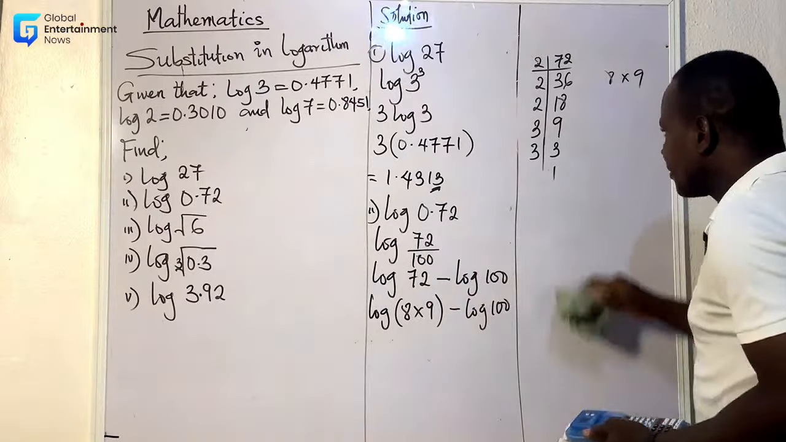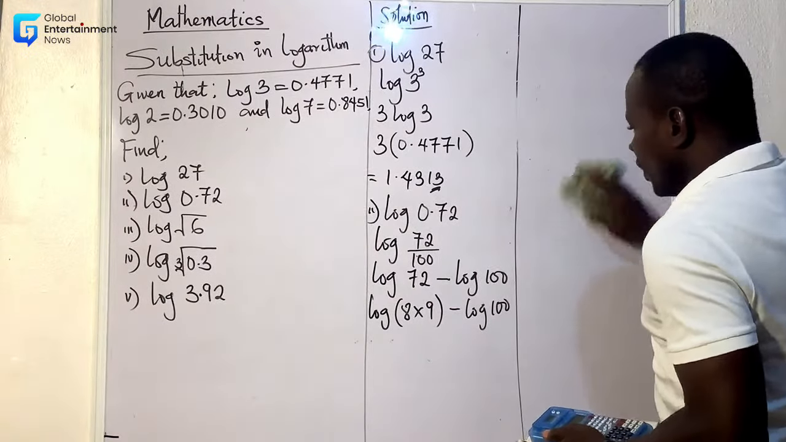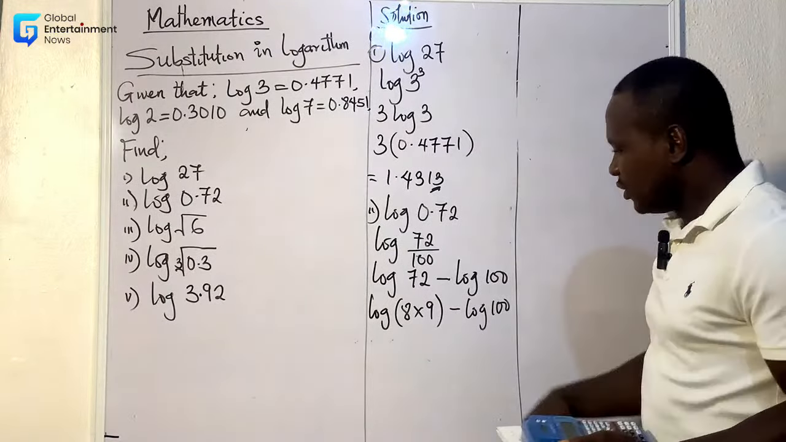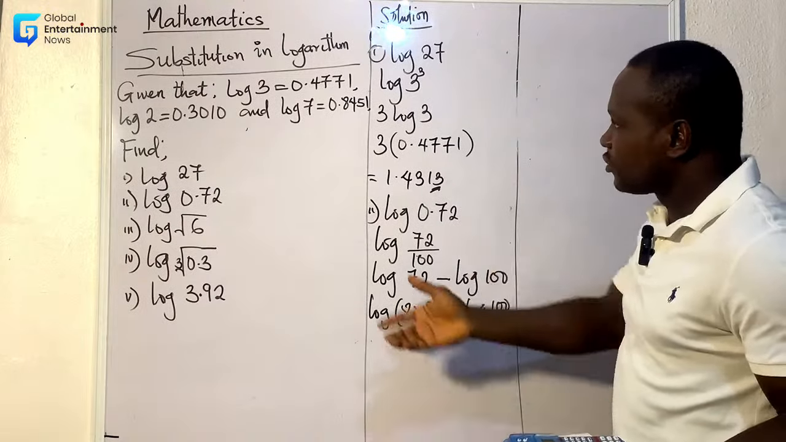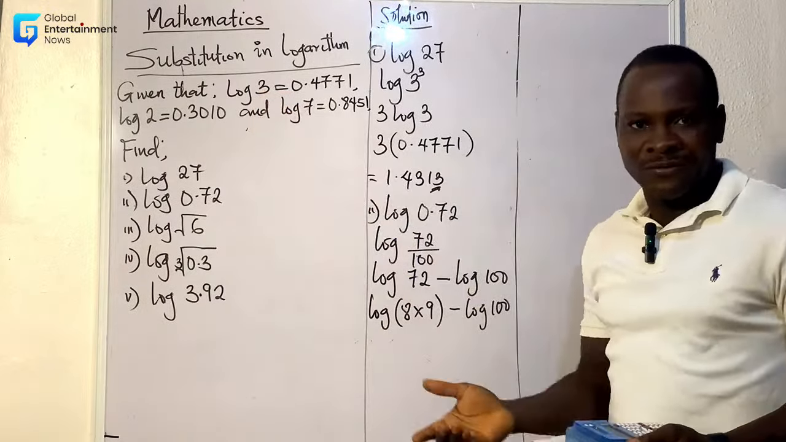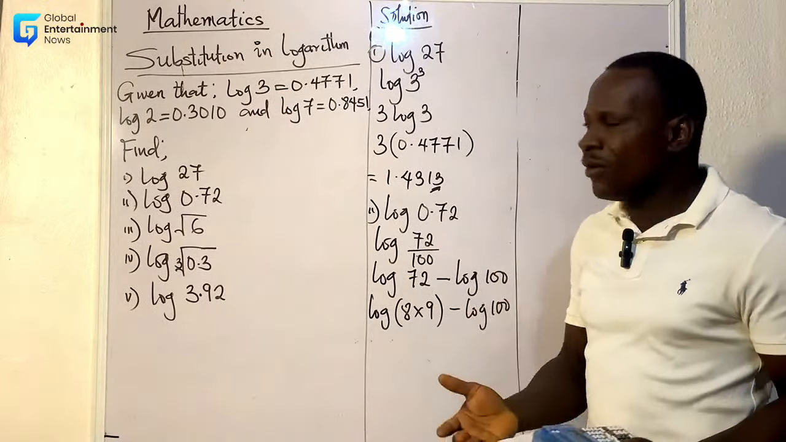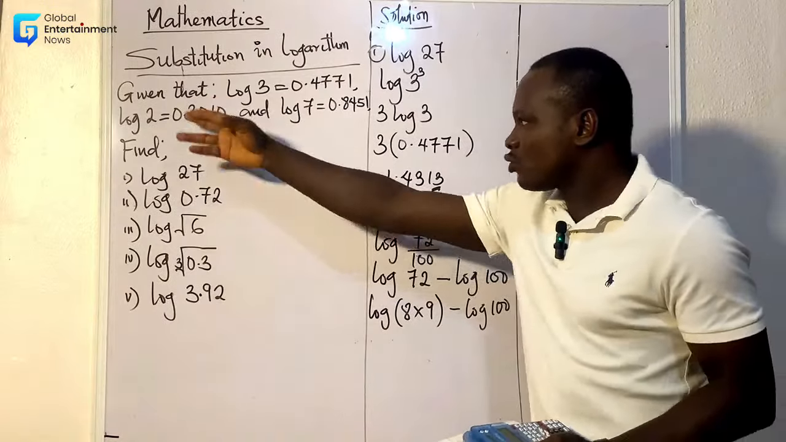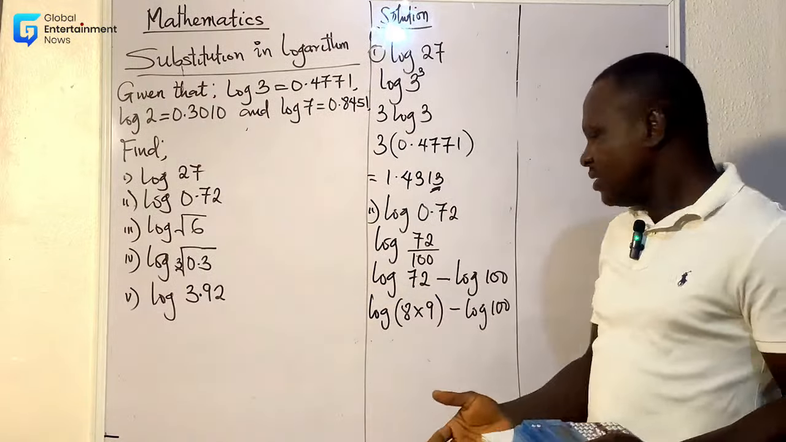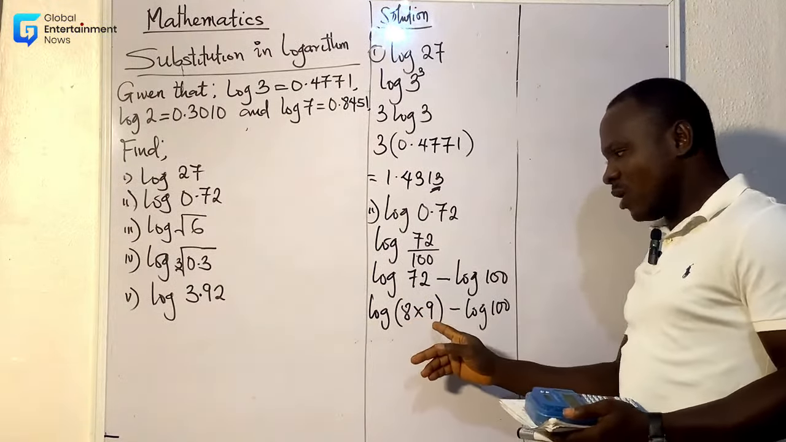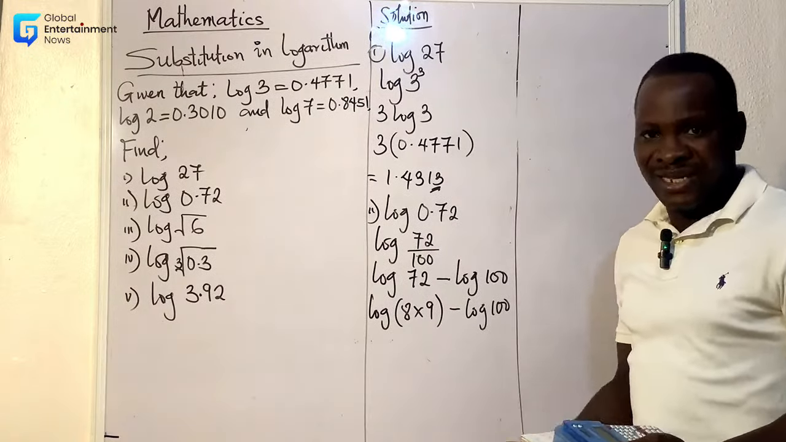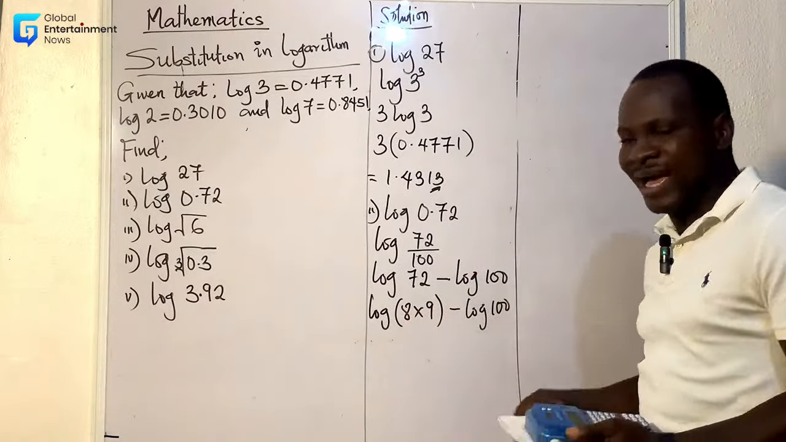Now, what is the next step? We haven't gotten to what we are looking for. The substituent we are looking for is either 3, 2, or 7. But what we have here is 8, and what we have here is 9. Definitely, we need to break this 8 and 9 down too.